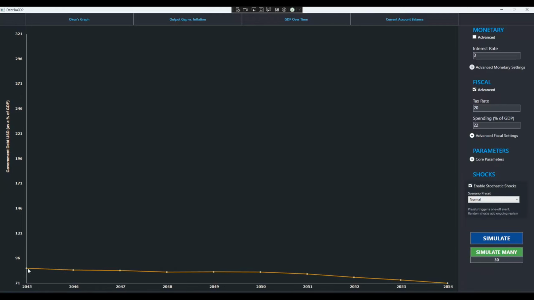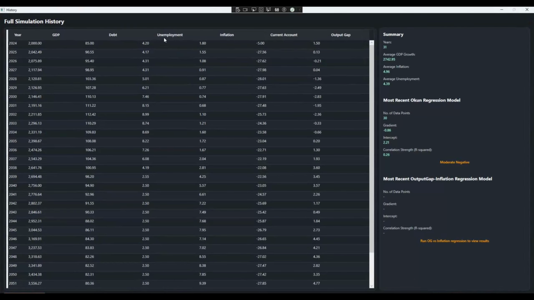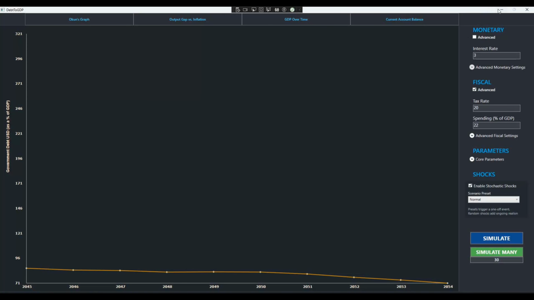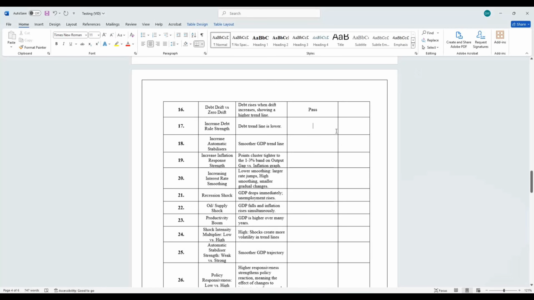Once again, very, very low, sub 96. And looking at analysis, we can analyze the debt, see the debt ends off as 71. So debt has actually decreased over a 30-year period instead of increased, from 90 to 71. So we can see that increase in debt rule strength over time will decrease total debt accumulated. So we can mark this test as a pass.